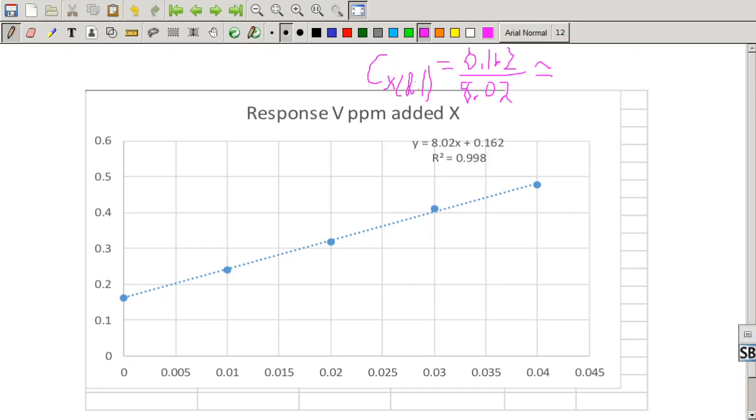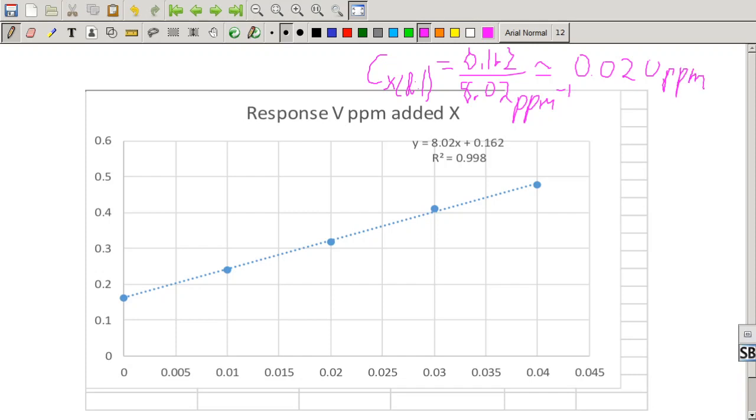And you can think about this too. How do the units work out? The slope of these lines is going to be a reciprocal concentration unit. So technically, the slope of this line is going to have the units reciprocal parts per million. And essentially what it is saying is if you had a 1 part per million solution, that would be the instrument response that you read. You've seen that with Beer's law as well. So 0.162 divided by 8.02, what do we get? 0.020. Okay.